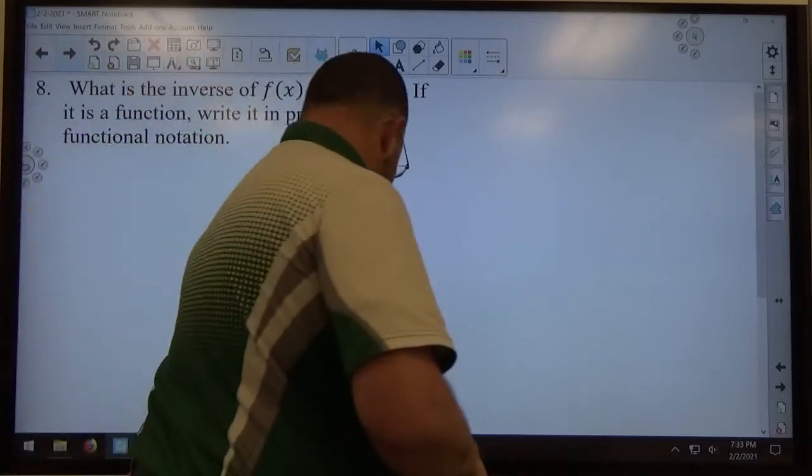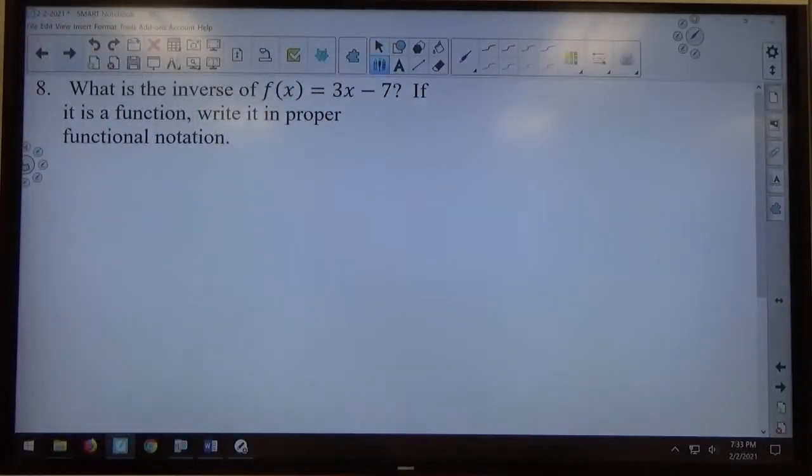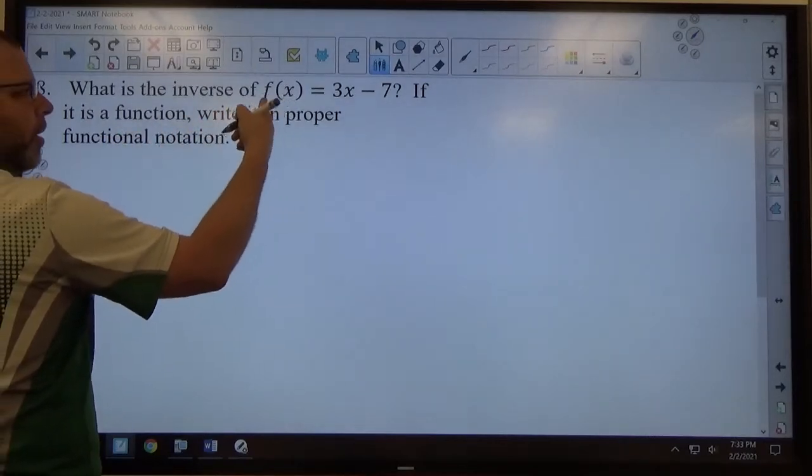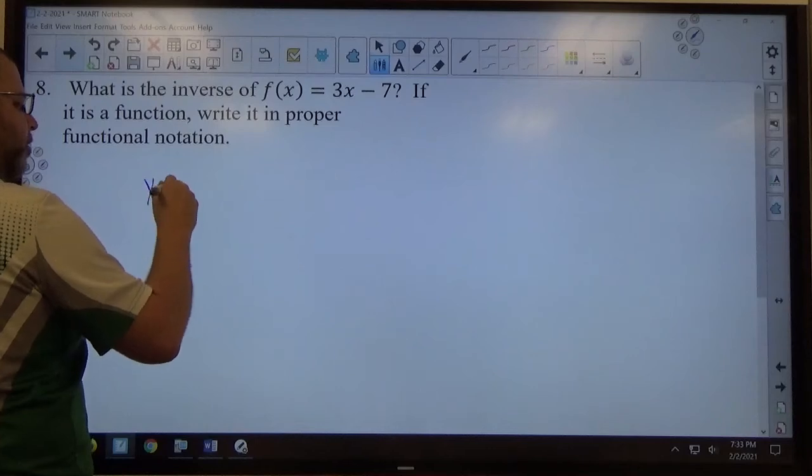Number 8. Ask for the inverse of f of x equals 3x minus 7. If it's a function, we're supposed to write it in proper functional notation. So, first thing I'm going to do is write it in xy notation. So I'm going to replace f of x with the letter y. It's just easier to work with.